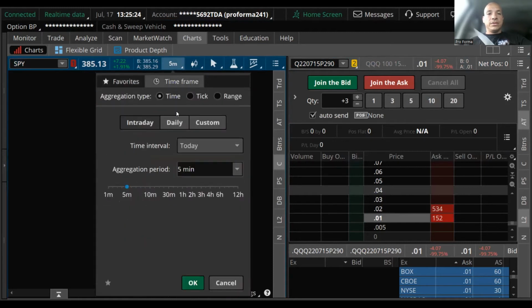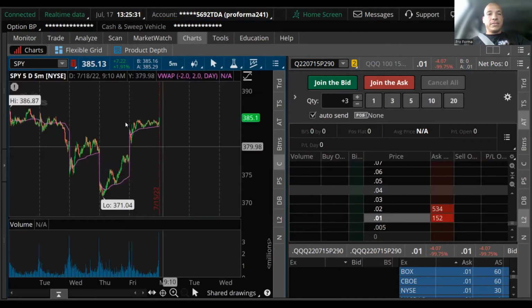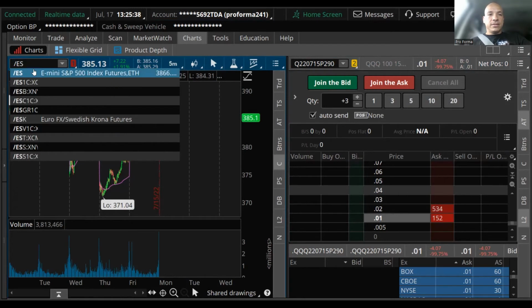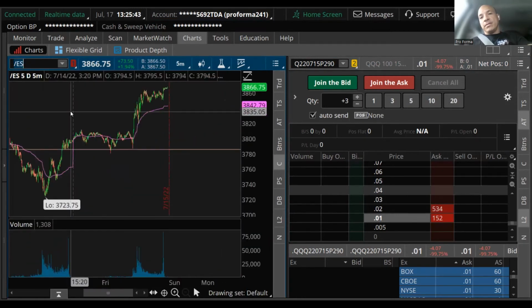This always does this to me. Because it's not today. Let's give it 5 days. Okay, so this is the SPY 5 days. Let's do the ES 5 days. So again, I'm looking at ES, which is the futures market, but I'm trading the SPY contracts.